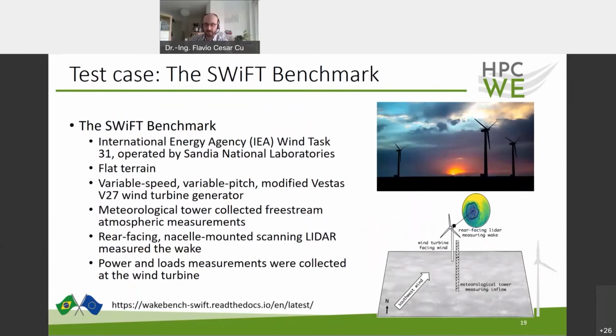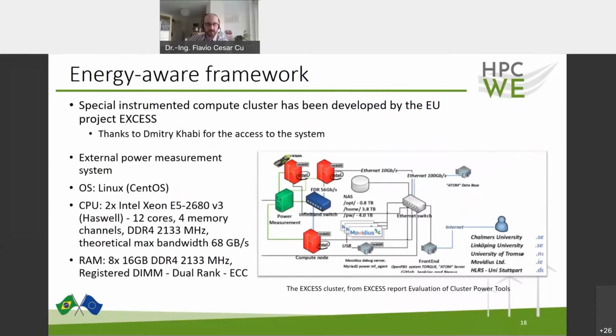This one uses a different architecture than the ROC supercomputer. They use dual Intel Xeon processors that are a bit old, but anyway, with the instrumentation, we could measure the energy usage.